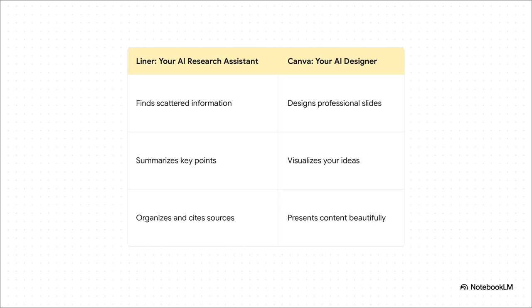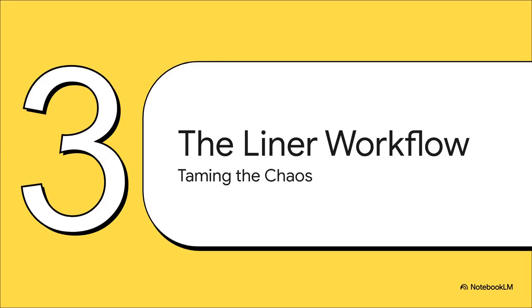On the other side of the coin, you have Canva, your AI designer. Canva takes all that beautifully organized research from Lainer and, like magic, visualizes it into a professional-looking presentation. So Lainer tames the chaos, and Canva brings it to life. Pretty cool, right? All right, let's get into the nitty-gritty. We'll start with the Lainer workflow for research. This is all about taming that chaos of information. Because look, every great presentation starts with solid research. Let's conquer this first phase.